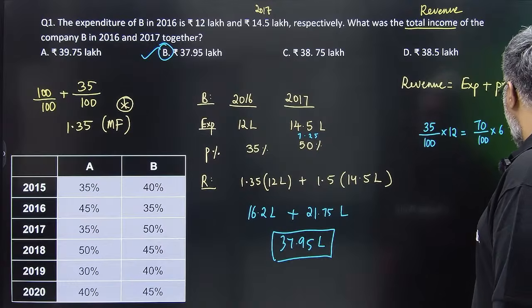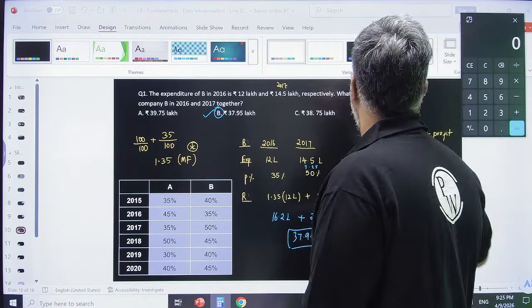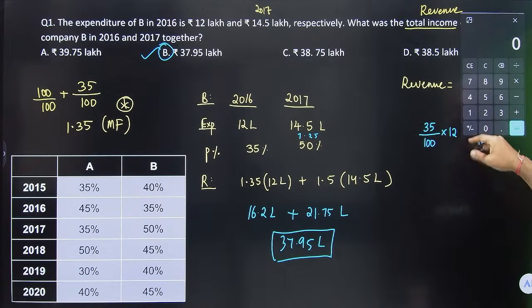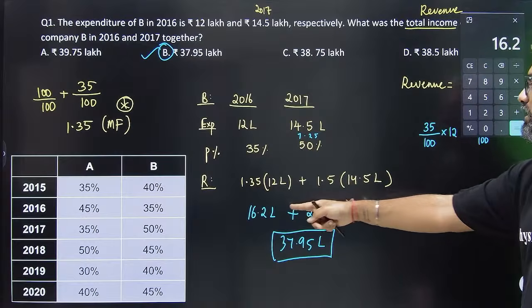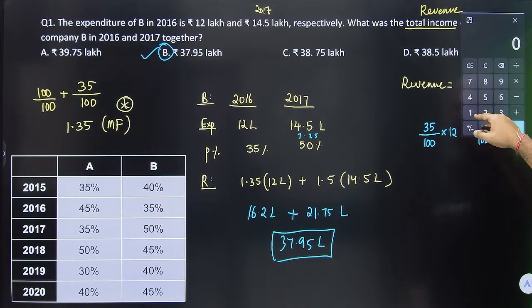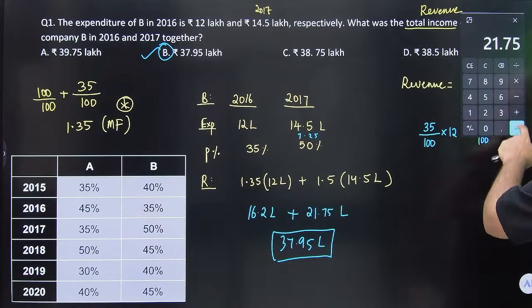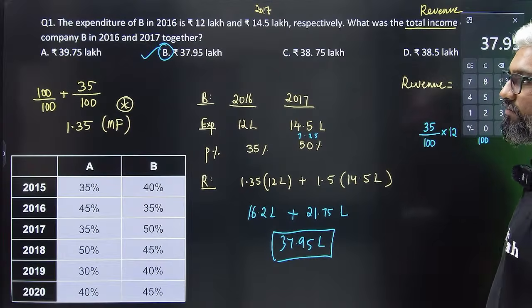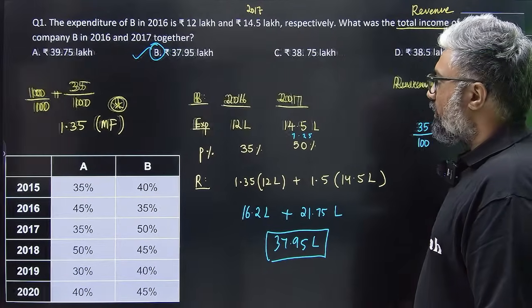Alternatively, you can always go to your calculator and say, hey, I'm not going to sit and do all these fancy things here. I'll just do it here itself. So I have 1.35 into 12, which is 16.2, and I have 1.5 times 14.5, which is 21.75. If I add them both, I get my answer, which is 37.95. Easy? Yes. Shall we try the next one now?